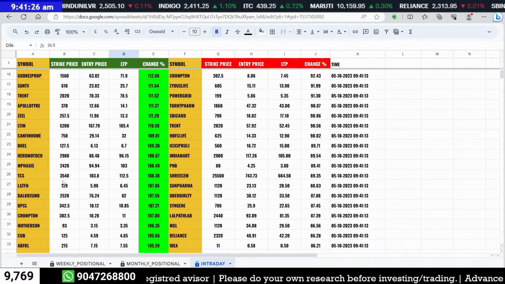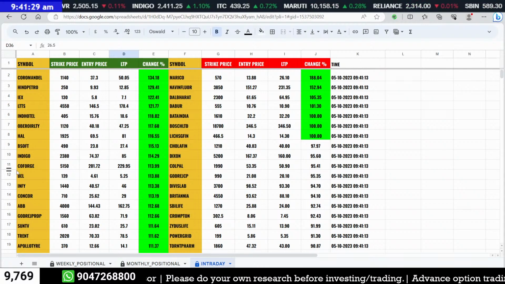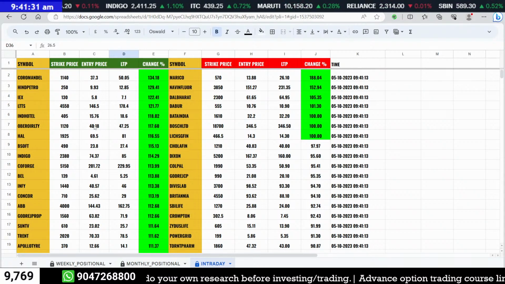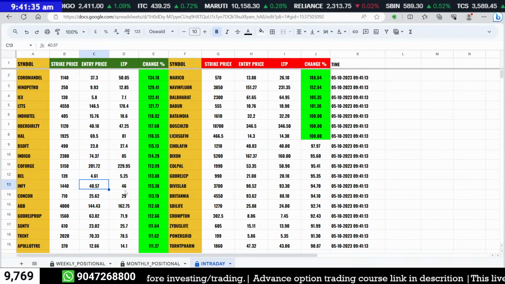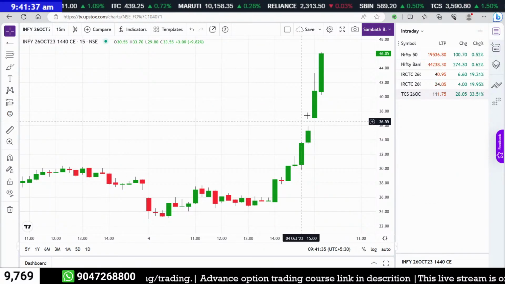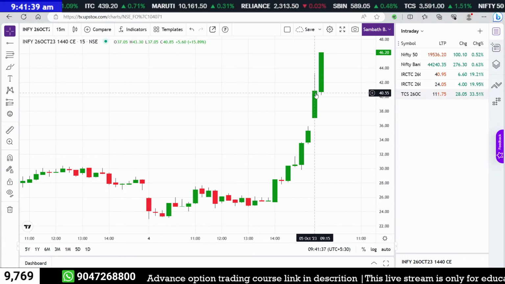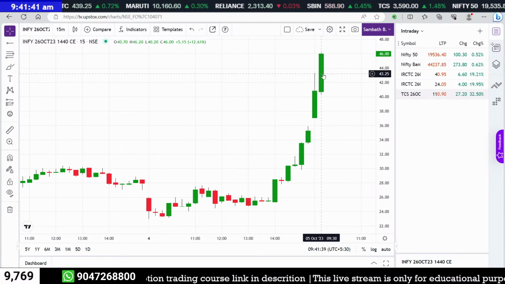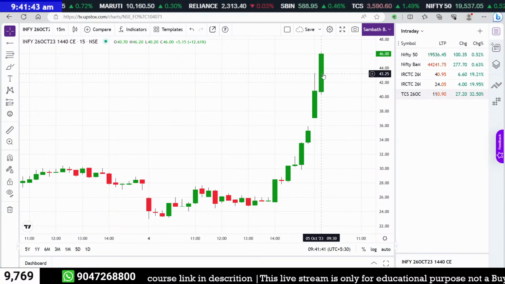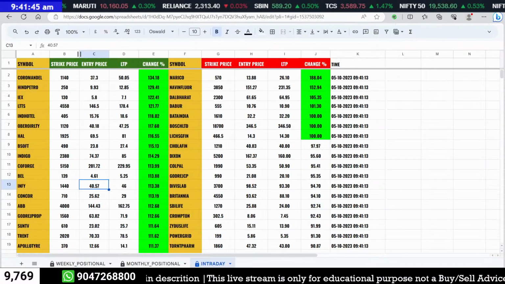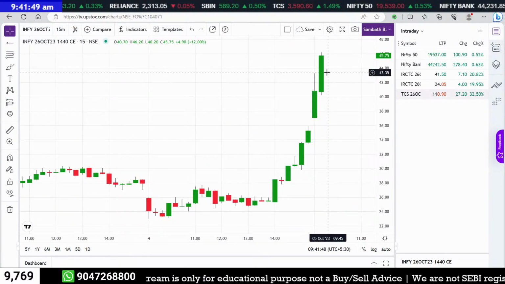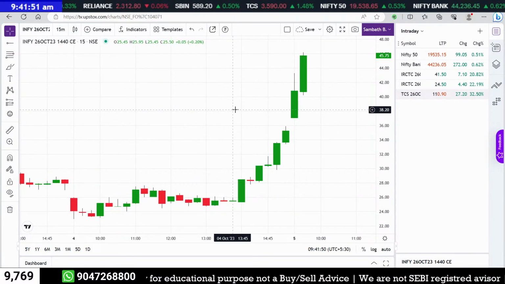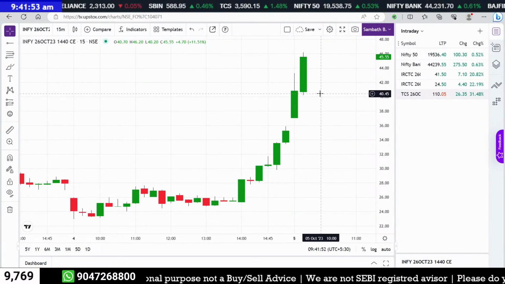And in intraday, the scanner shows Infosys around 1440, the same strike price, which is around 40.5. In the first candle itself, it went up to 43. Now it is greater than 46. So maybe 40 point something, 40.57. If it has come to that level, you can try to focus on a retracement opportunity.